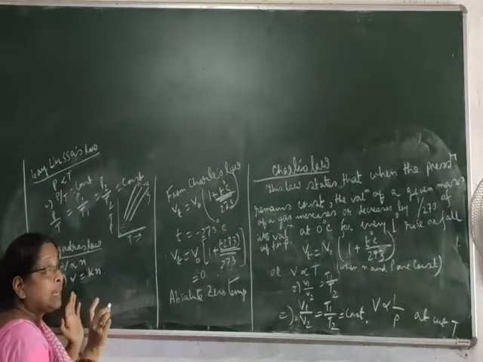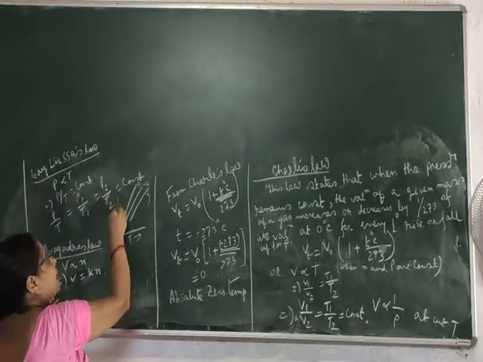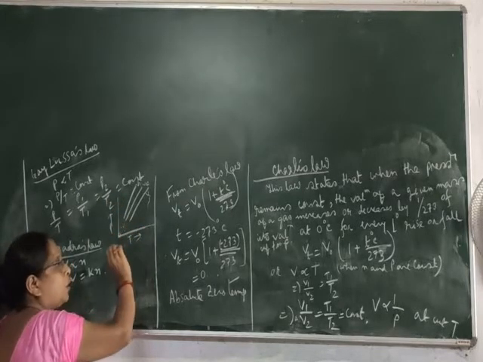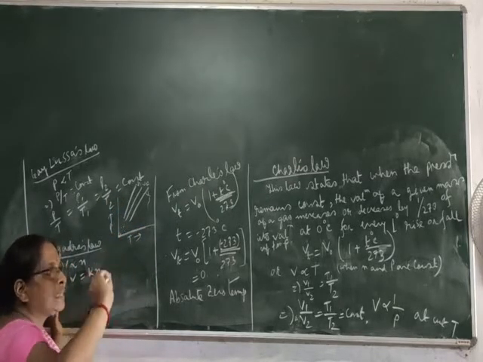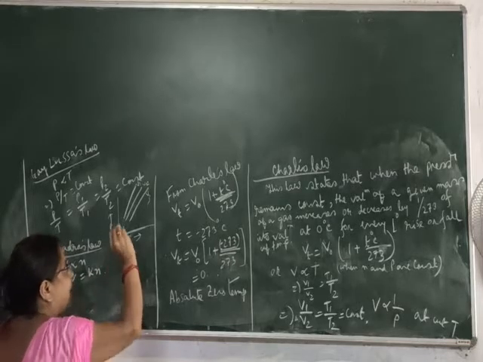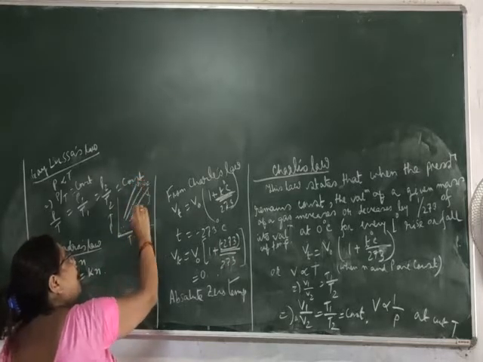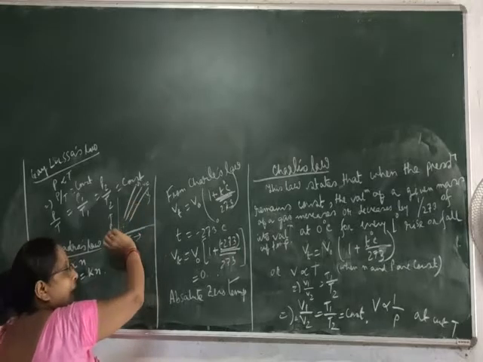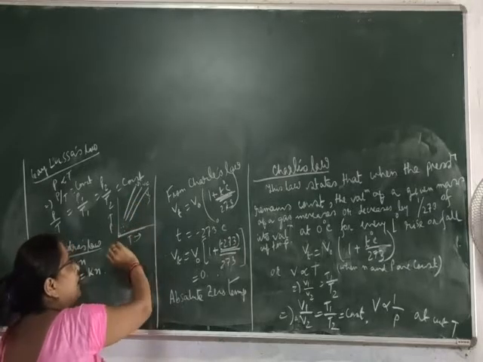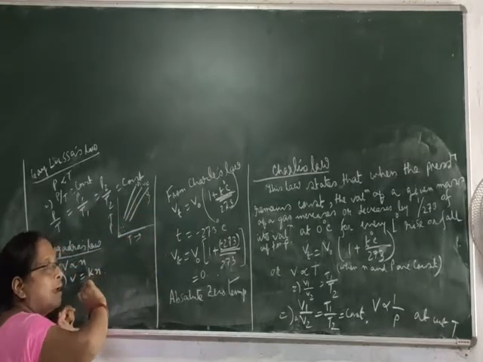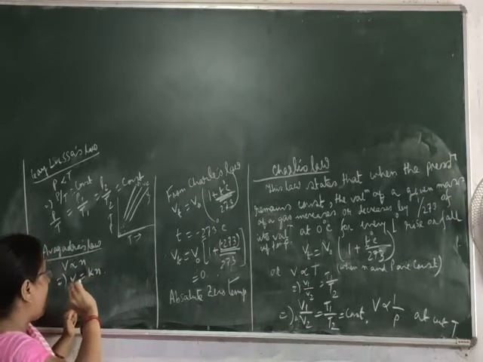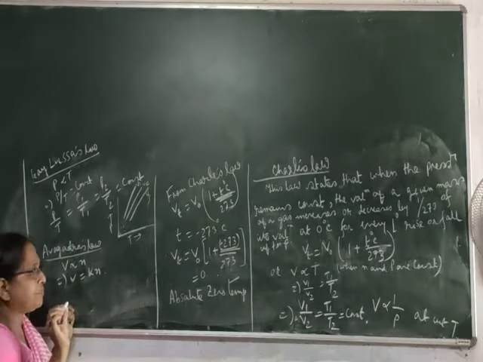If we plot a graph between pressure and temperature at constant volume, we get different types of straight lines, that is V1, V2, V3, and these are at constant volume. So these graphs are called isochores.